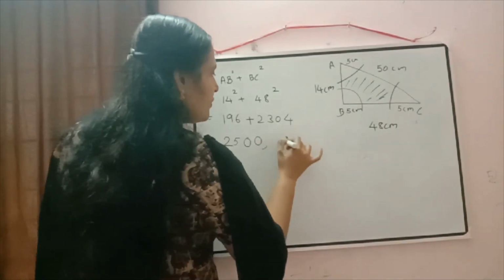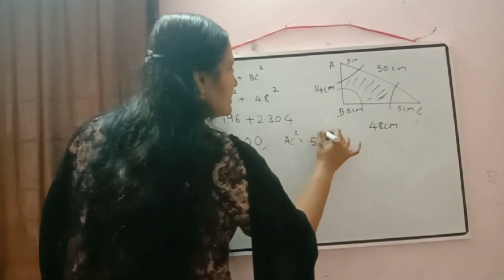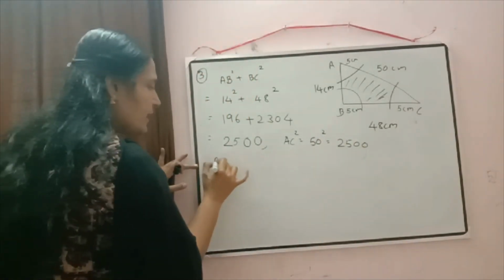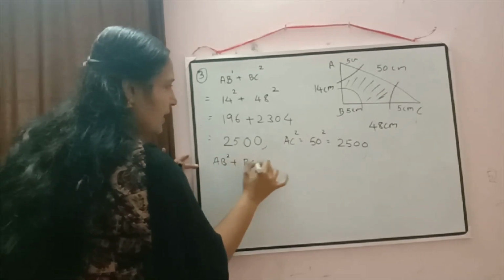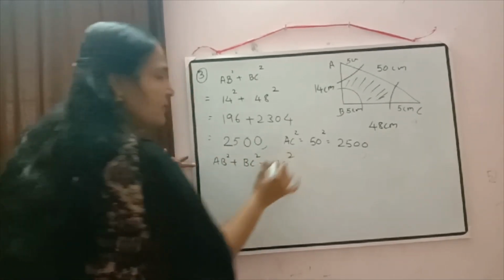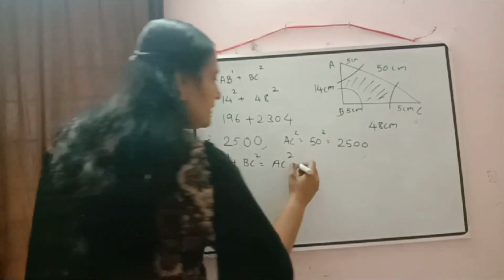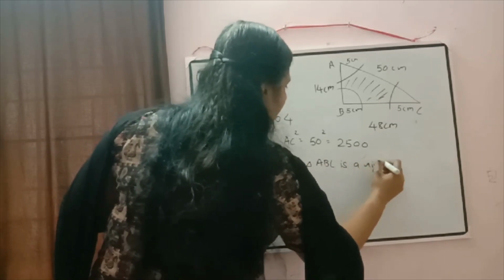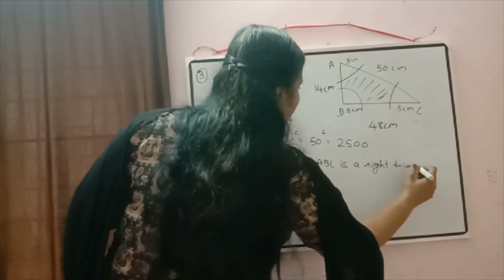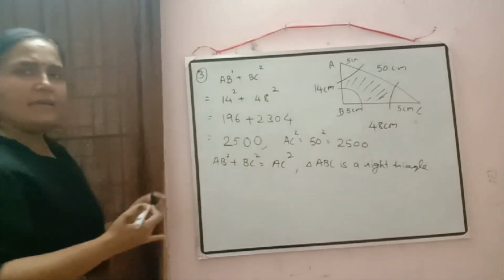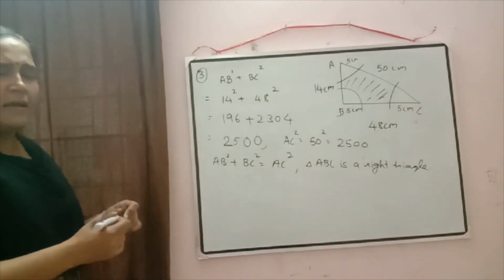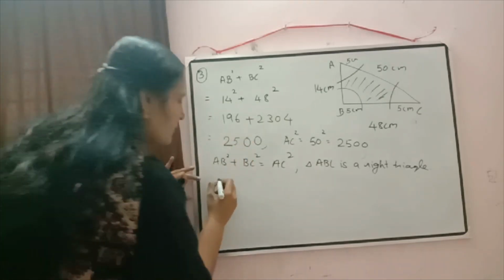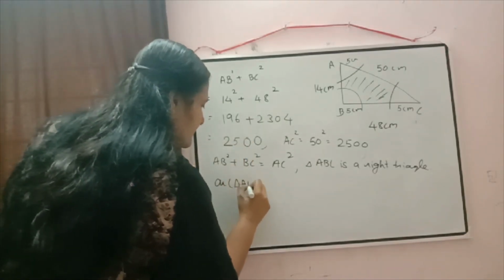2500. Now can you tell me what is AC square? Yes, 50 square also will come 2500 only. So what we are getting here? AB square plus BC square is equal to AC square. So we can say triangle ABC is a right triangle. So if it is a right triangle, directly we can calculate the area using the formula half into base into height. So first I am going to calculate the area of triangle ABC.